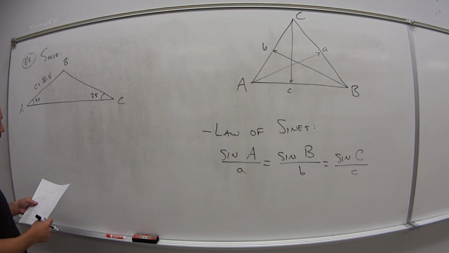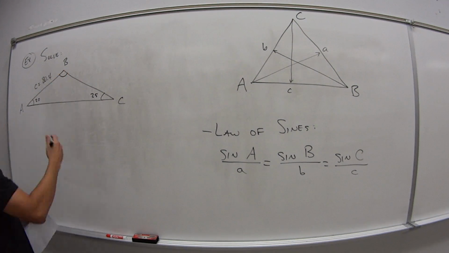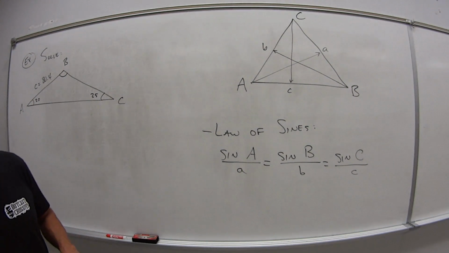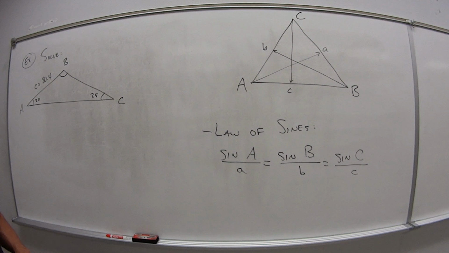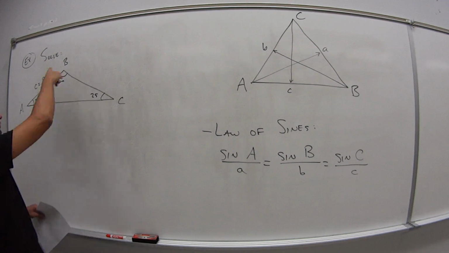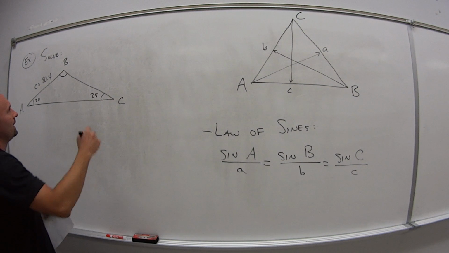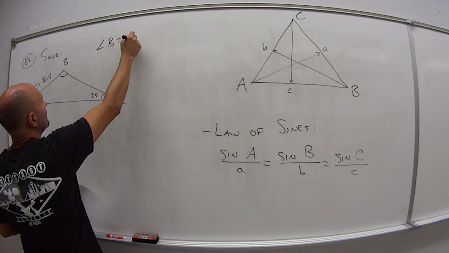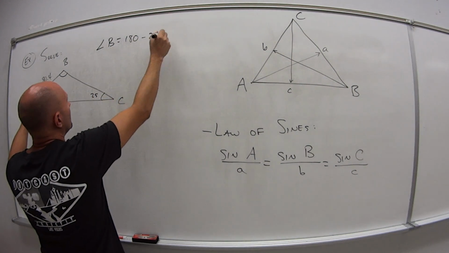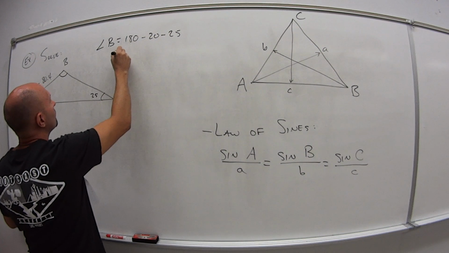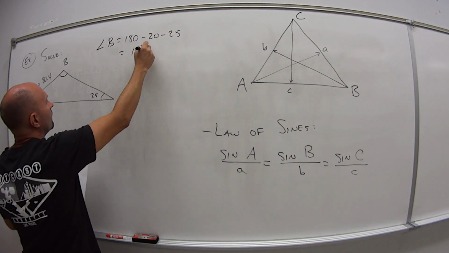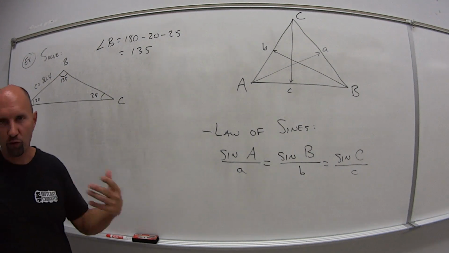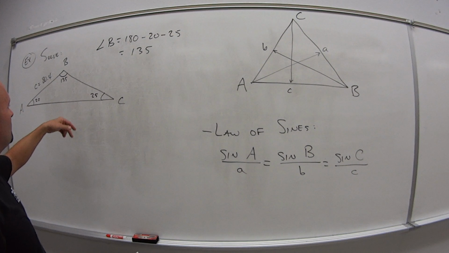So what's one of the first things we can do? Well, we know that we're going to need the law of sines, and so we're going to need these different angles. So we know in a triangle, the sum of the angles is 180 degrees. So angle B is 180 minus 20 minus 25. So angle B is equal to 135 degrees. Again, we're going to need this later when we start trying to figure out the length of side b.